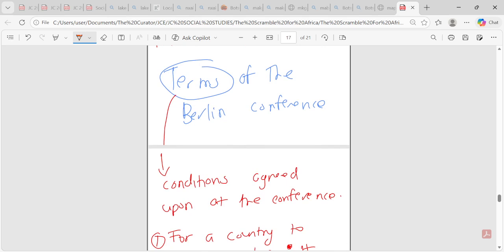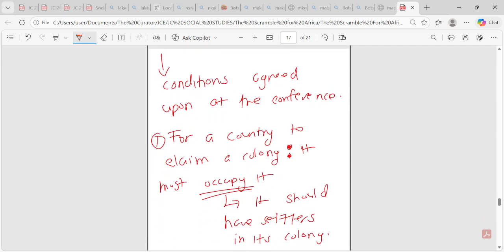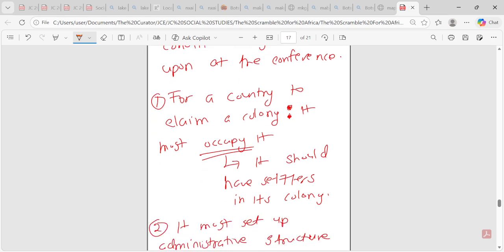So what were the terms of the Berlin Conference? What were the conditions agreed upon during the conference? Number one, for a country to claim a colony, it must occupy it. It should have settlers in its colony. So there should be some movement, there should be some activity of the country in there. The settlers should be set up in that colony. You can't just lay claim to a colony. There should be your people moving about in that country.